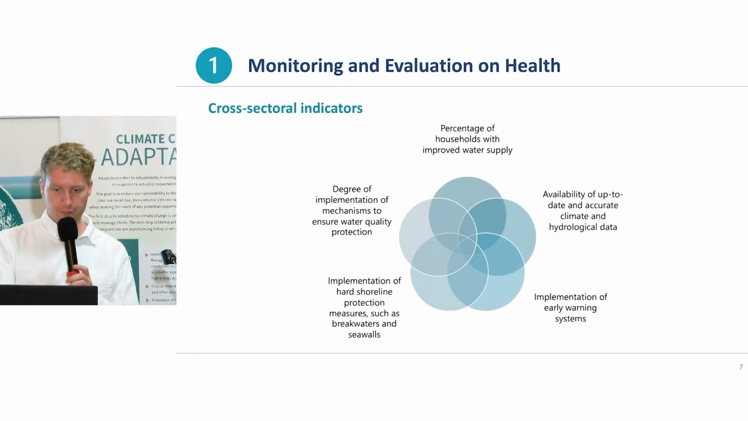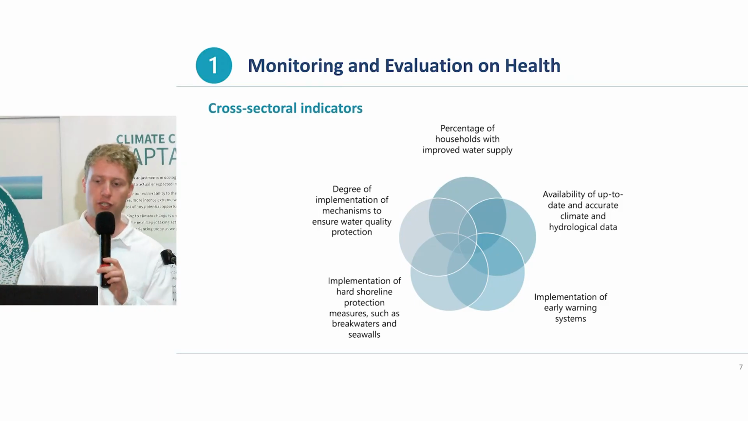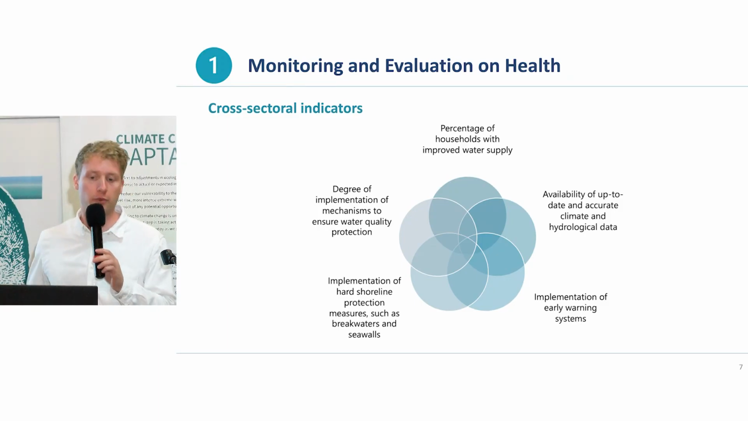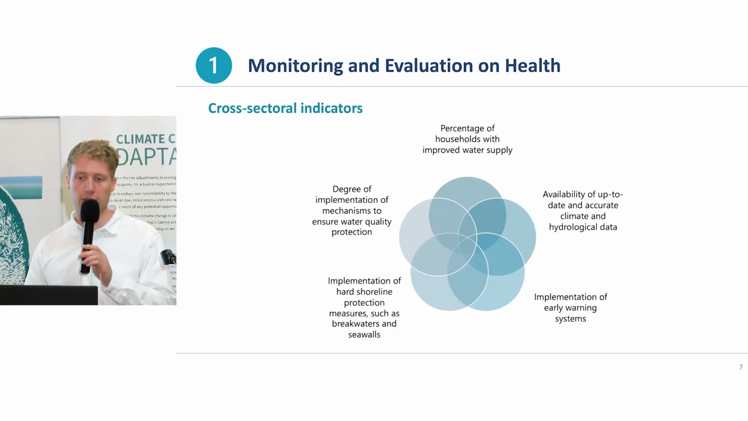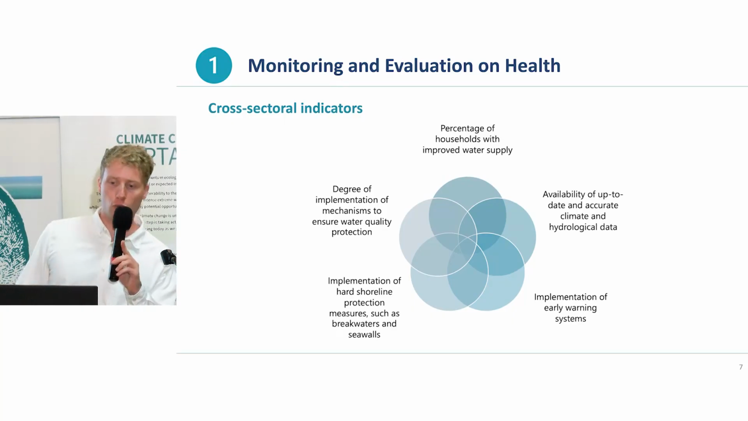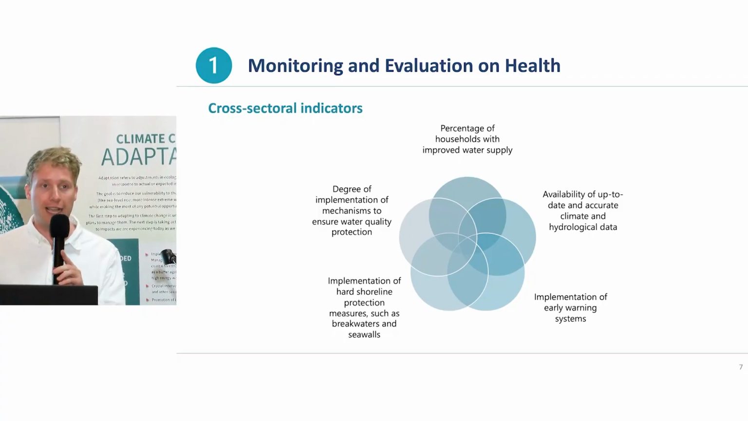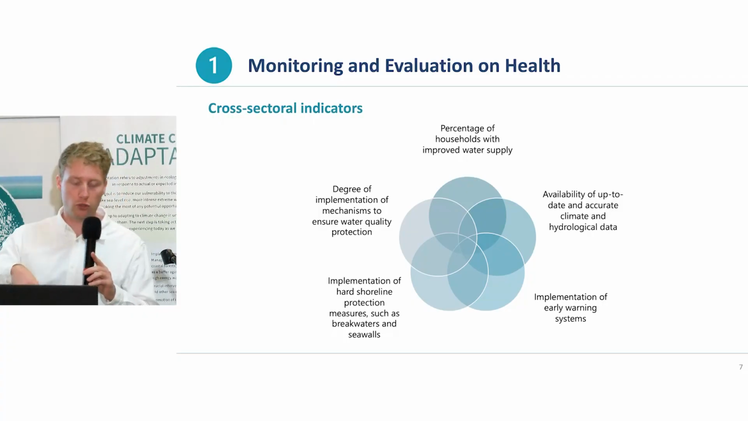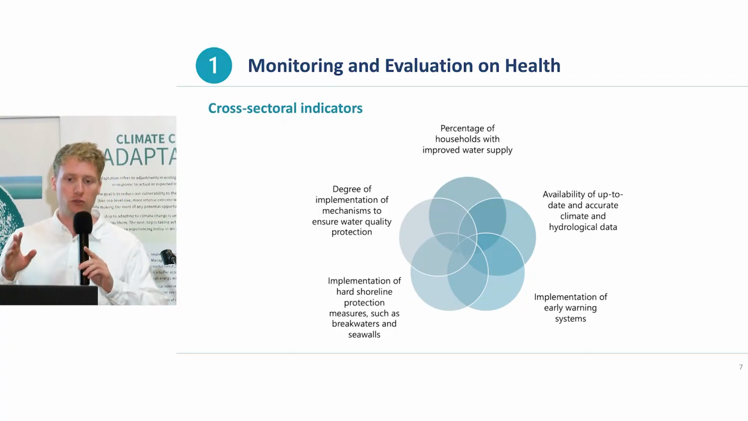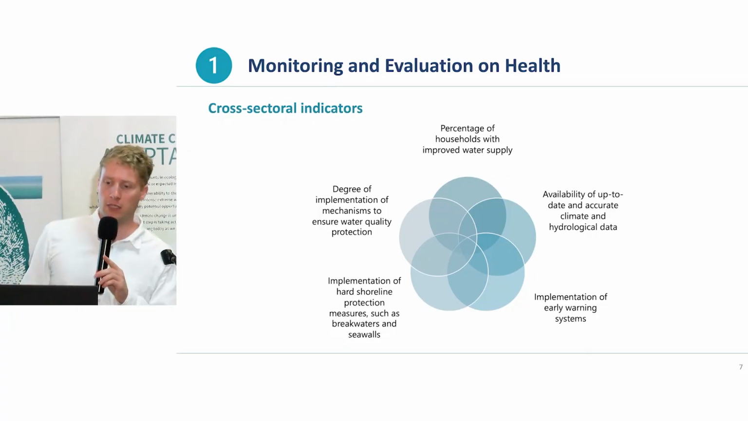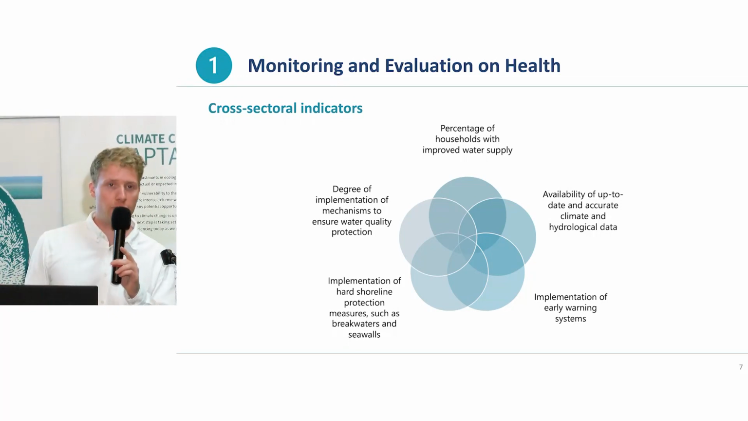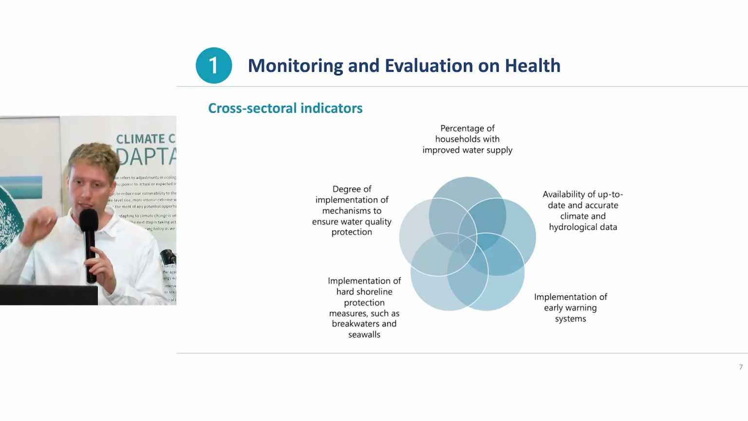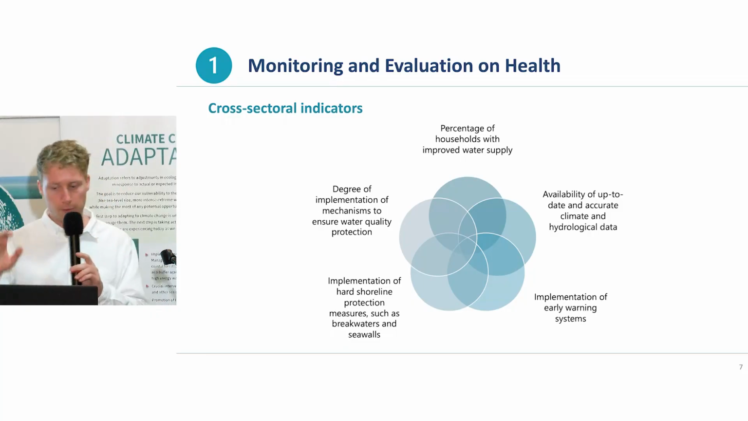So what we see here is, of course, the degree of implementation of mechanisms to ensure water quality protection, shoreline protection for saline intrusion, flooding, and so forth, percentage of households with improved water supply as a gauge as to how waterborne diseases may be affecting households, or water security, right? And implementation of early warning systems, which is relevant not only in the health, is relevant for infrastructure, transport, energy, agriculture, you can name it.